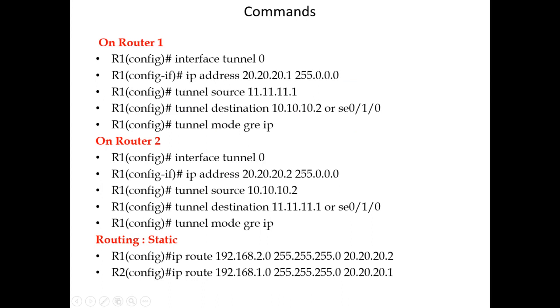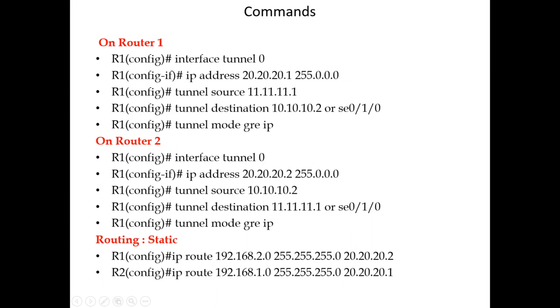Here one thing to be noted is that I can give either the IP address of the destination, or I can give the interface which is connected. Sometimes it will take only one of these, so we need to change it accordingly, depending on whether we need the destination IP address or the connected port. Then tunnel mode GRE IP. Similarly, we can do it on the other side also.